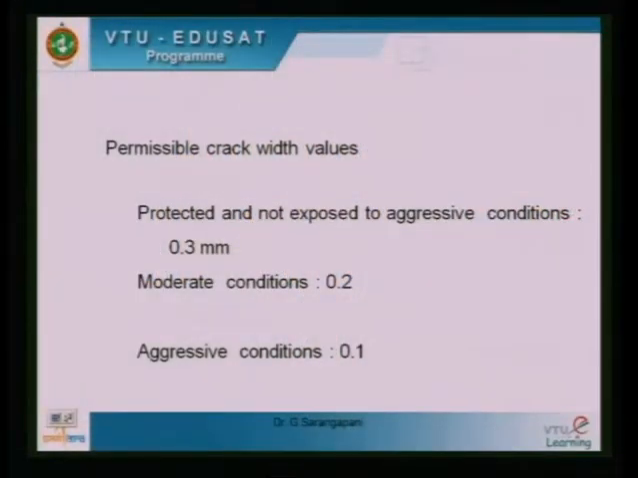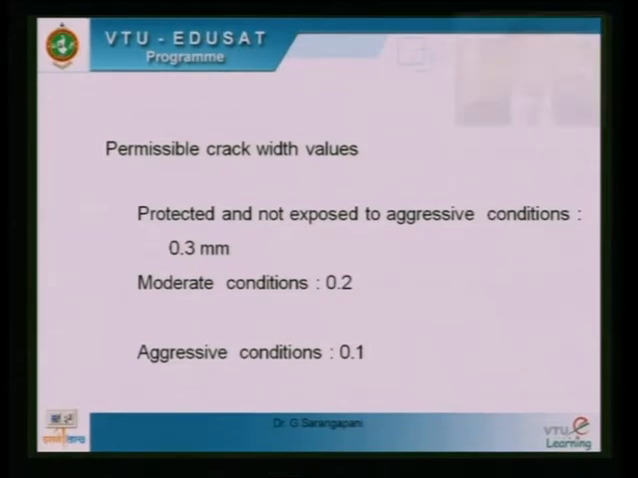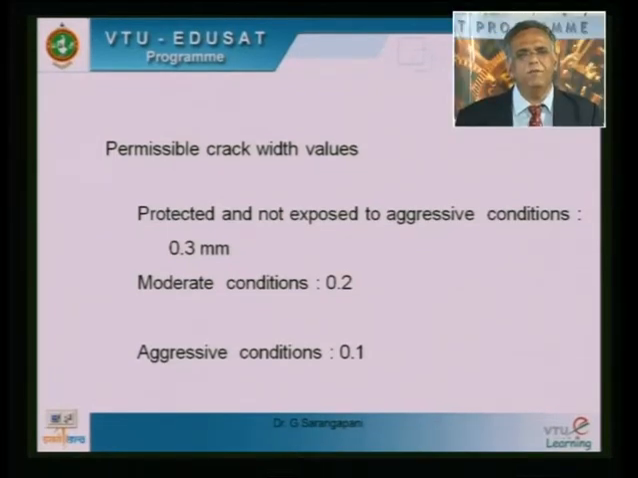For a building in Mysore or Bangalore, if the building is protected, then the maximum crack width allowed is 0.3 mm. In the moderate conditions, a crack width of around 0.2 mm is allowed. In the aggressive conditions, like in a building in a coastal area, the maximum crack width allowed is 0.1 mm.